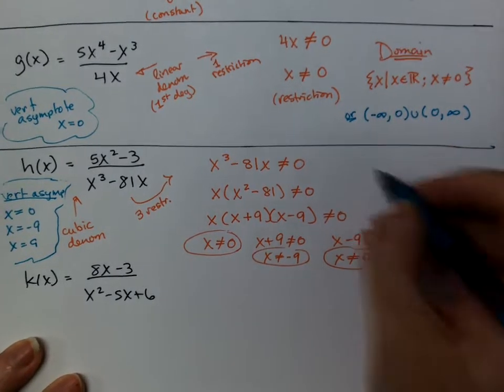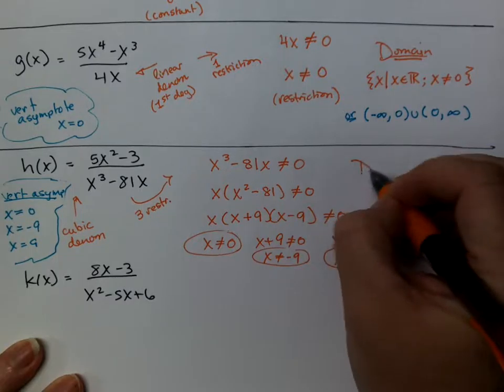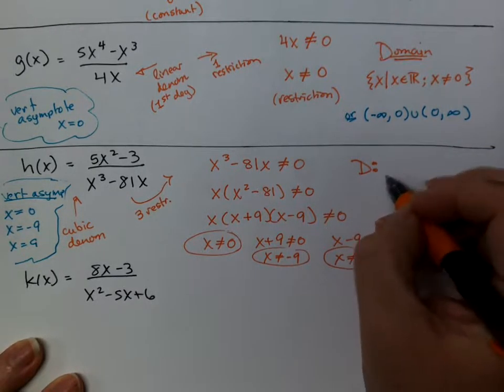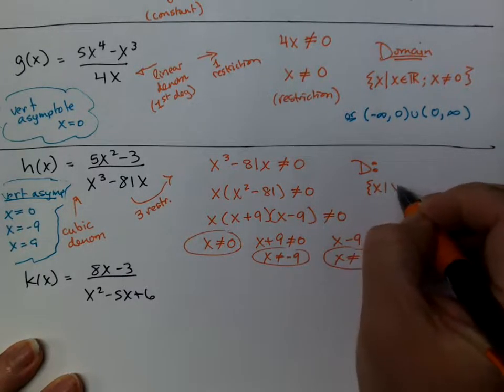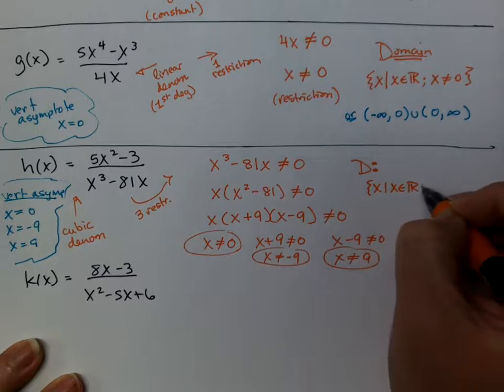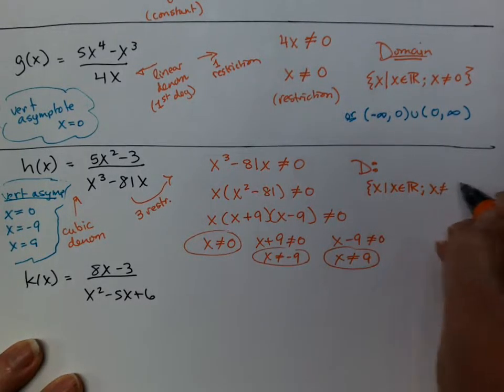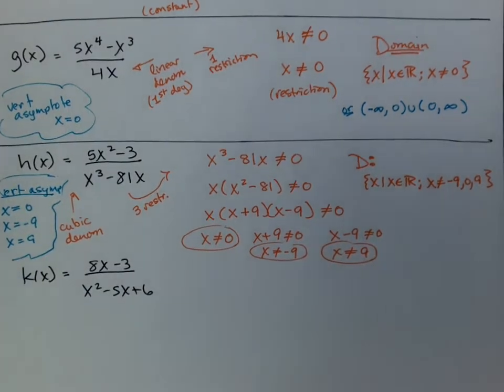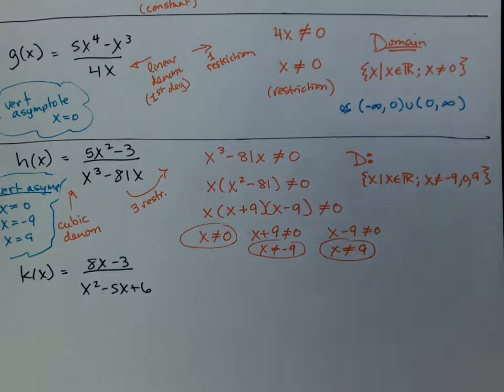To write our domain, that is x such that x is a real number, and also x cannot be -9, 0, or 9. You've got three restrictions, so you can just write it as a list separated by commas.